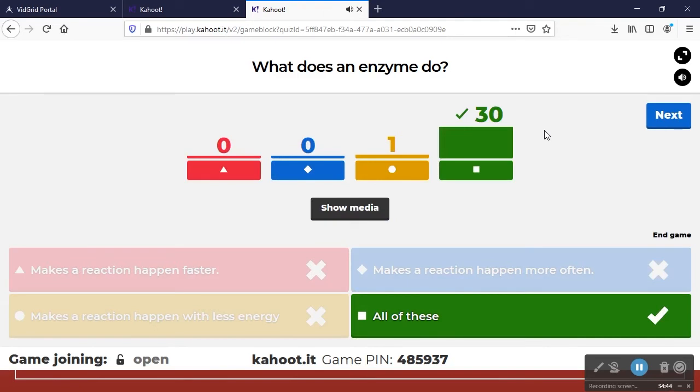That's all of those. An enzyme makes reactions happen faster, more often, and with less energy. It's why they're so important in the body. That and the fact that you can turn them on and off. Think about it. If we couldn't turn enzymes on or off, we would be the same all the time. Our physiology would always be the same, kind of like a computer. So the fact that we can be different depending on our needs is mostly because we can turn enzymes on and off.